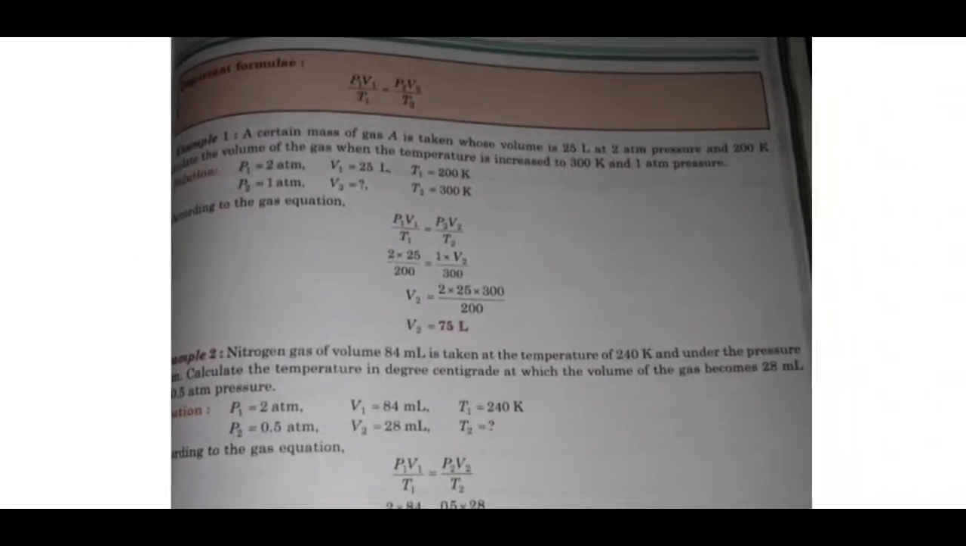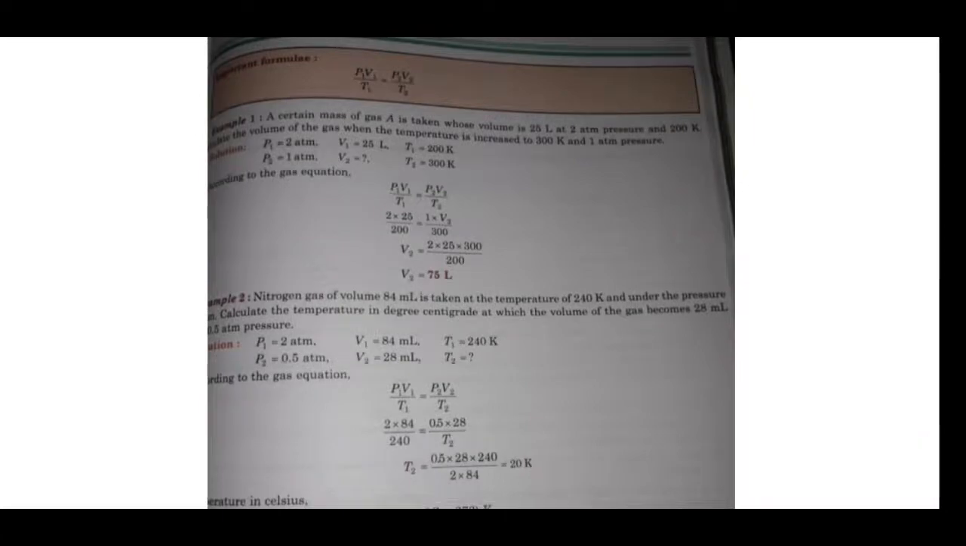Zoom your screen a little bit and you will get example number 1. A certain mass of the gas A is taken, whose volume is 25 liter at 2 atm pressure and 200 Kelvin temperature. Calculate the volume of the gas when the temperature is increased to 300 K and the pressure is 1 atm. So here P1 is 2 atm, P2 is 1 atm, V1 is 25 liter, V2 you have to find out, T1 is 200 K and T2 is 300 K.